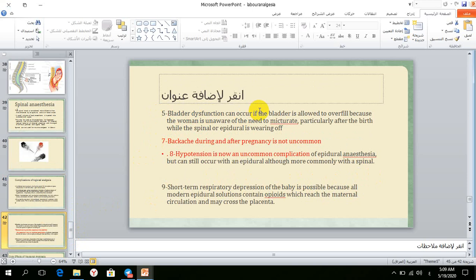Bladder dysfunction can occur if the bladder is allowed to overfill because the woman is unaware of the need to micturate, particularly after the birth, while the spinal or epidural is wearing off. Backache during and after pregnancy is not uncommon. A patient may come and say she developed back pain. Hypotension is now an uncommon complication of epidural anesthesia, but can still occur with an epidural, although more commonly with the spinal. Short-term respiratory depression of the baby is possible because all modern epidural solutions contain opioids which reach the maternal circulation and may cross the placenta.